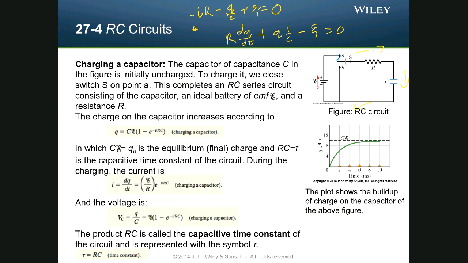So we can see in our graph that we have Q versus T on the capacitor, right? So we see that it takes some time in milliseconds for the capacitor to fully charge. All right, but it will asymptotically approach a maximum value that it can't exceed. All right, and that will be our total charge.